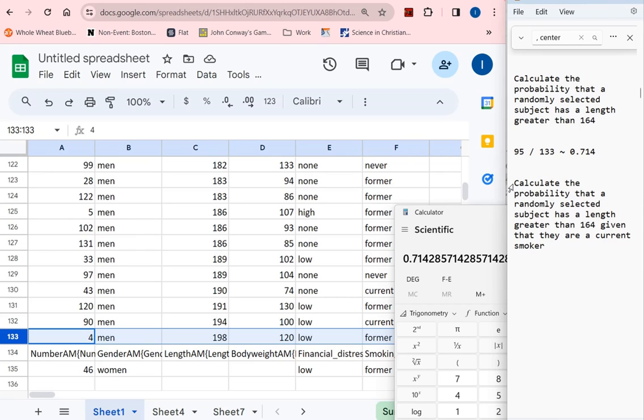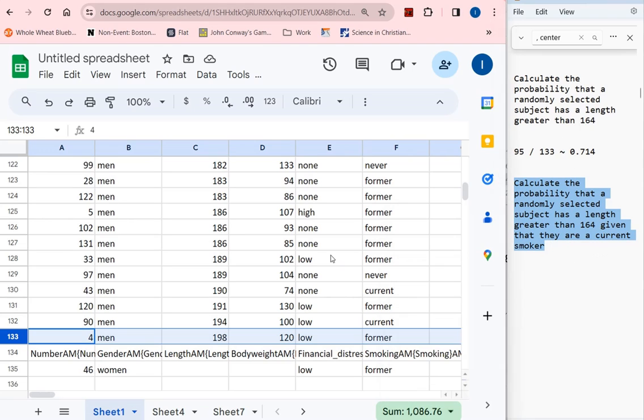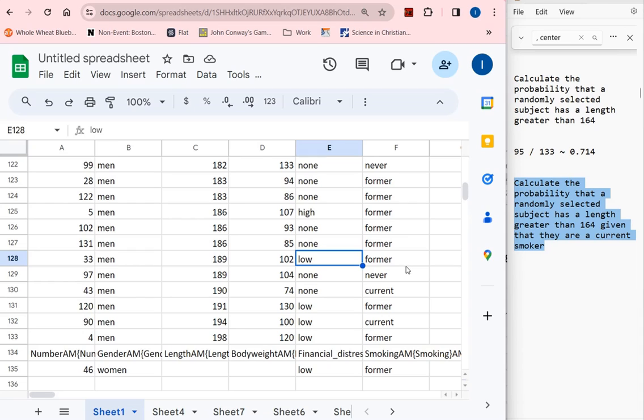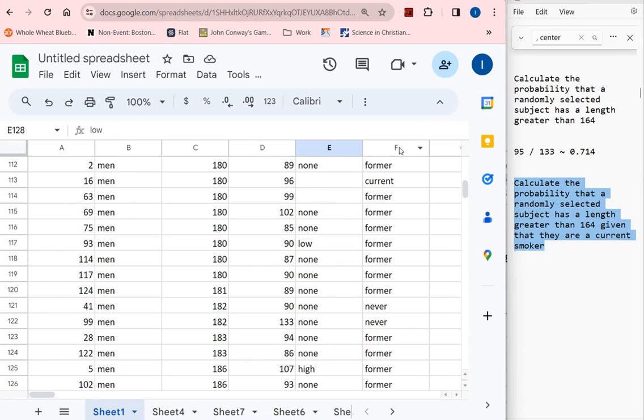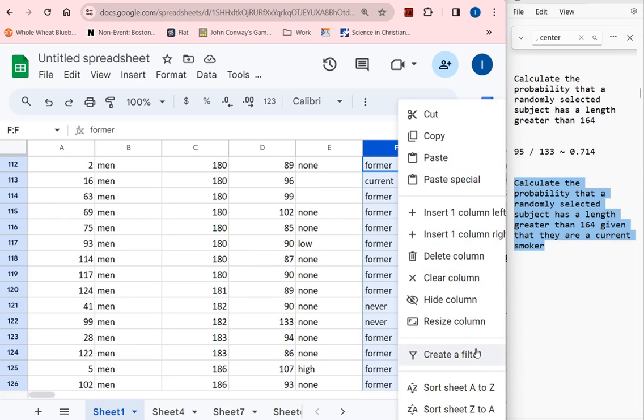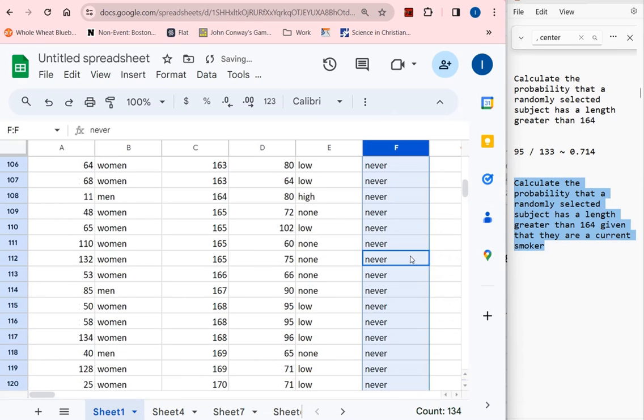Now this one looks similar, but it's a slightly different calculation. Calculate the probability that a randomly selected subject has a length greater than 164, same thing, but given that they are a current smoker. So that means we're only considering smokers. There's a couple of different ways of calculating this probability too, but here's what I would do: I would sort the data set based on their smoking status.